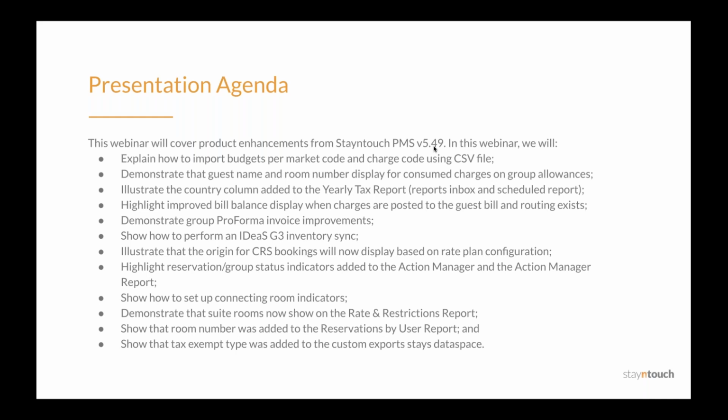demonstrate that suite rooms now show on the rate and restrictions report, show that room number was added to the reservations by user report, and finally show that tax exempt type was added to the tax custom exports stays data space. We'll have a short Q&A session at the end of the presentation.